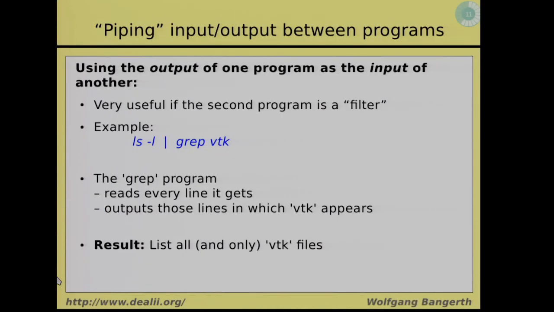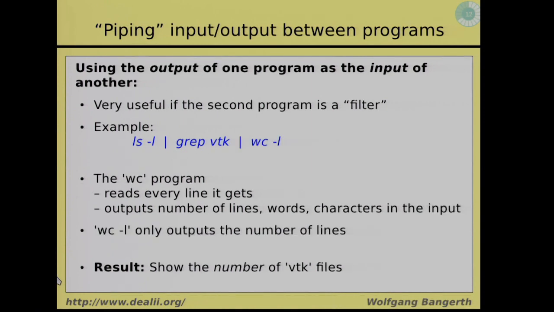So another filter, for example, is a program that is called wc, which originally stood for word count. Word count is a program that's going to count the number of lines, words, and characters in the input stream. Maybe in this case, I don't care about the number of words and characters, but I care about how many lines there were in the output of the previous program.